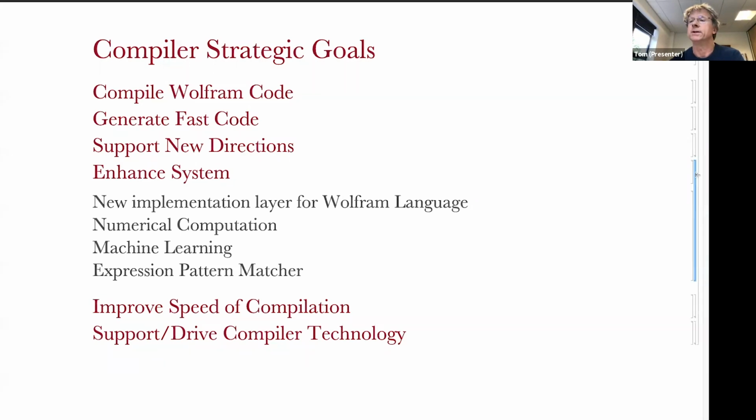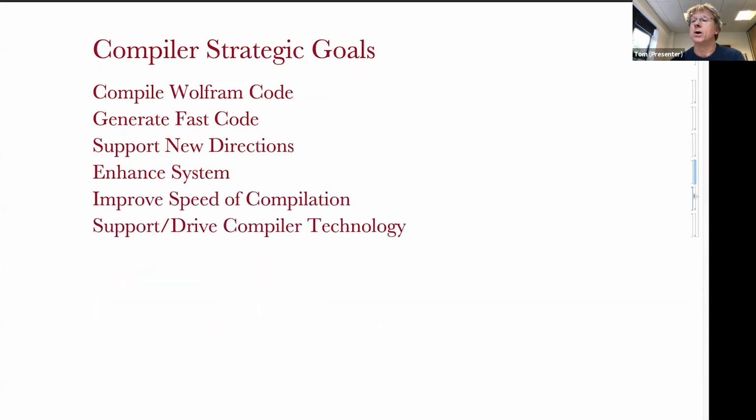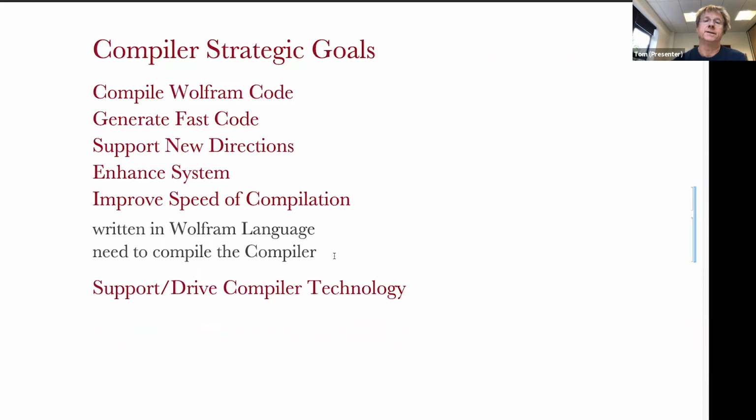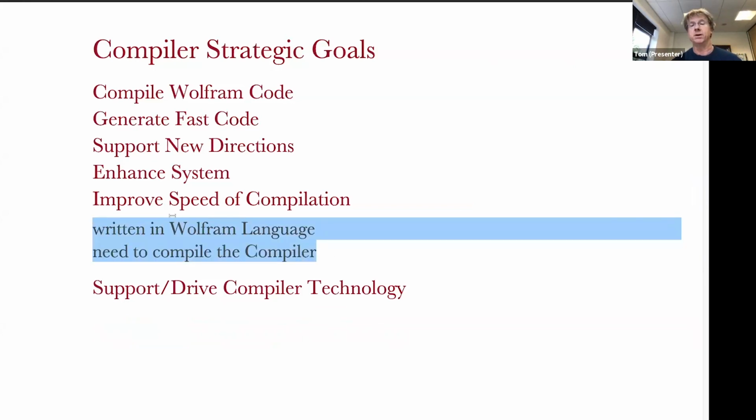So another big goal that we have, and this is something that's negative, not a strong feature at the moment, is the compiler is slow to generate code. It's slow to run. The code it produces is fast, but the compiler is slow to run.